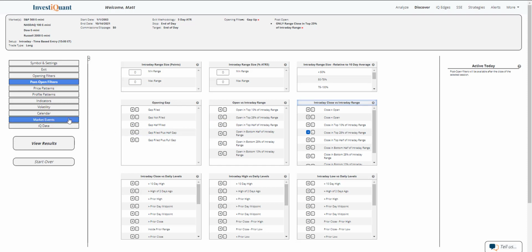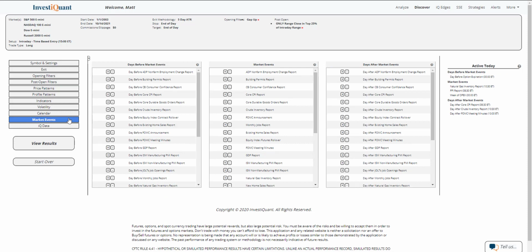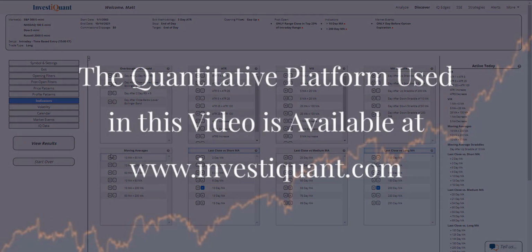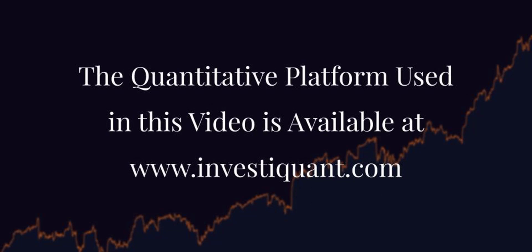Next, I'm going to go into the market events library. I'm going to say it is the day before options expiration. That comes from the day before market events, but I'm going to grab it right here from the active today. I'm just going to click on that and add it. And lastly, I'm going to put a couple indicators on there. We're going to put us in a similar market environment, above a 10, above a 200-day simple moving average, and then click view results. All right, here we go.